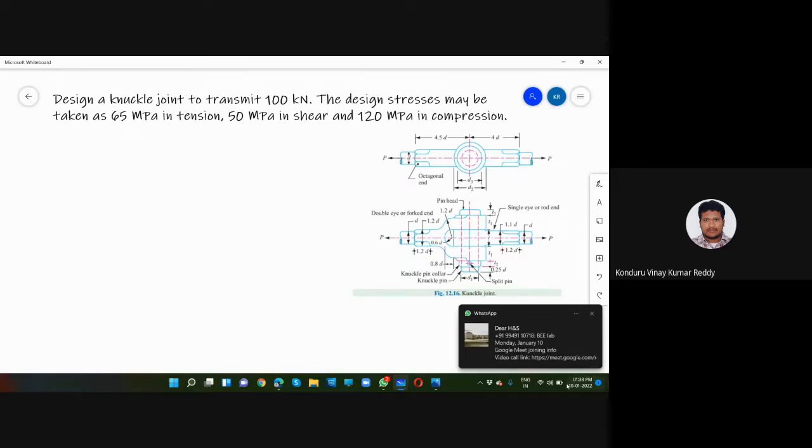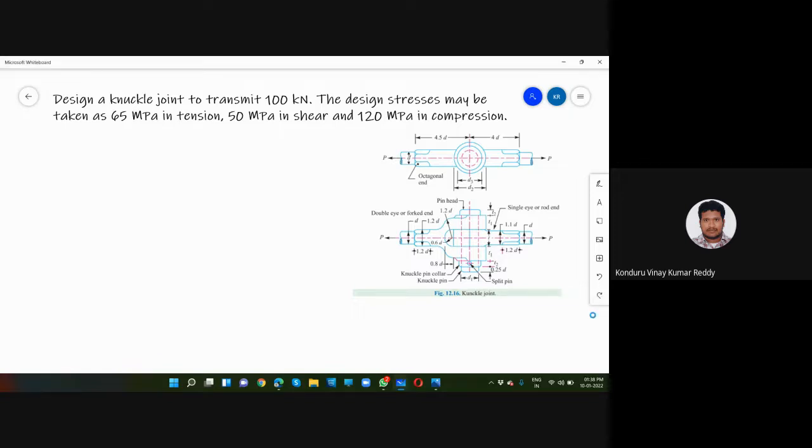If you see here, the question is: design a knuckle joint to transmit 100 kilonewtons. The design stresses may be taken as 65 megapascal in tension, 50 megapascal in shear, and 120 megapascal in compression. Okay, first let us write the data that was given.